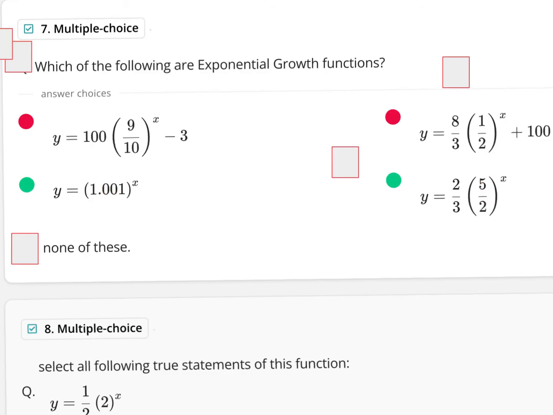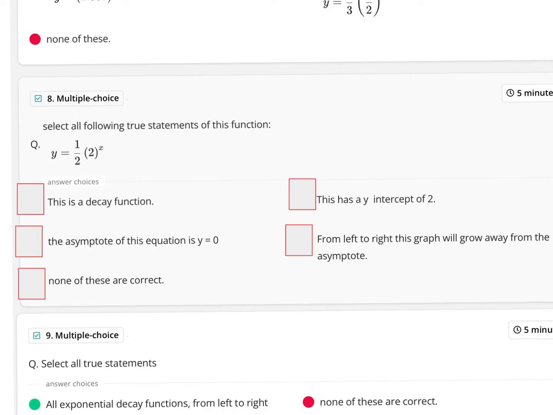Let's move on to number 8. Right here we have a growth function because the base is greater than 1. There is no h shift, there is no k shift. The a value is 1/2, which causes a vertical compression of this growth function. Anyway, this is a decay function. False. That's a growth function, so don't pick that one.